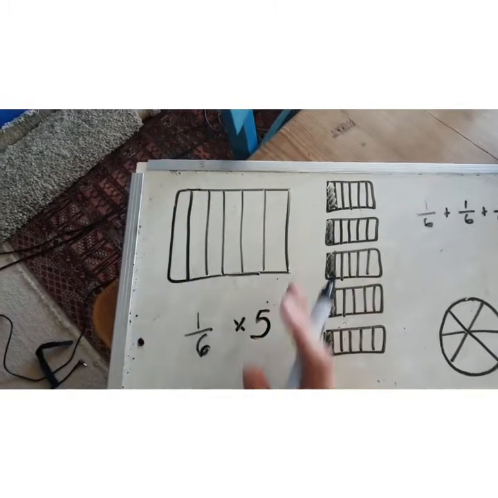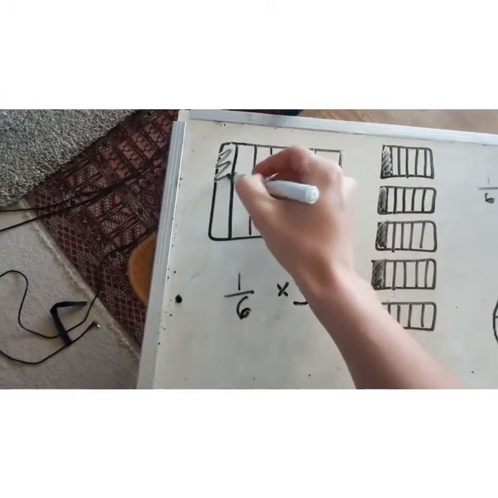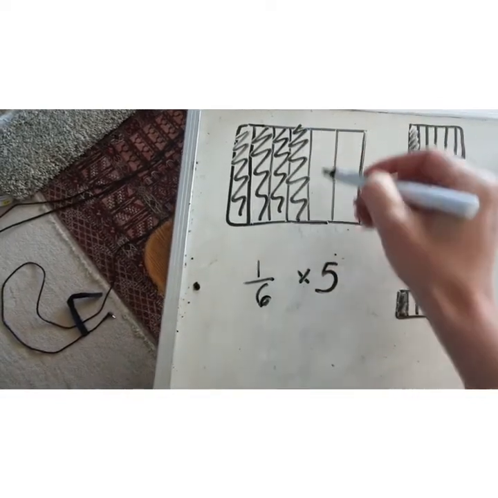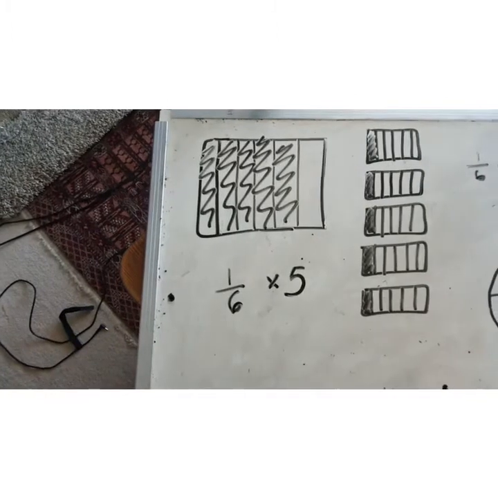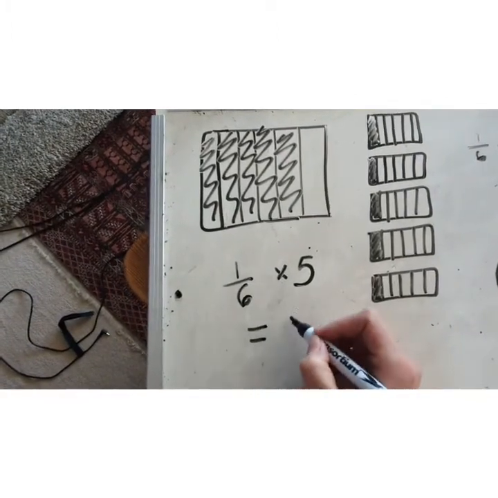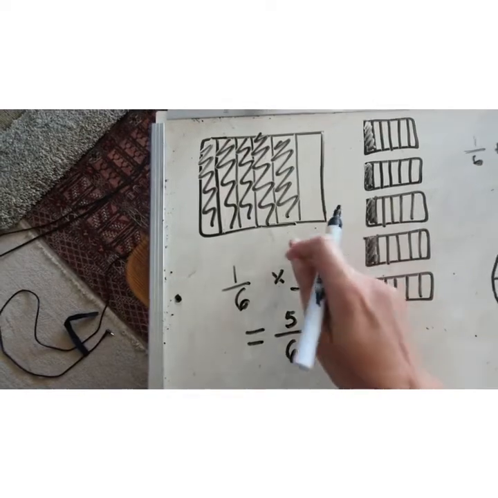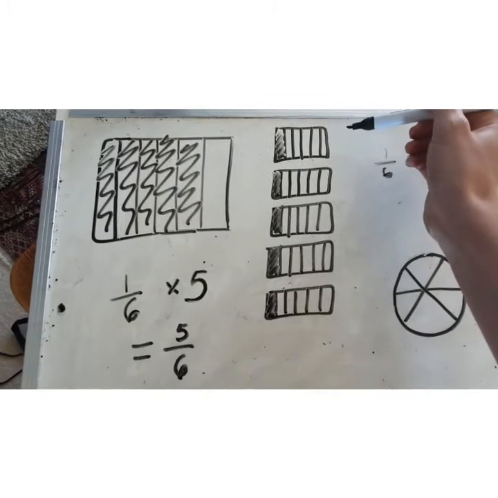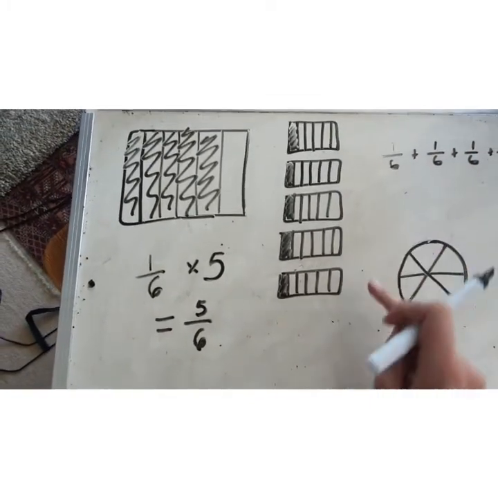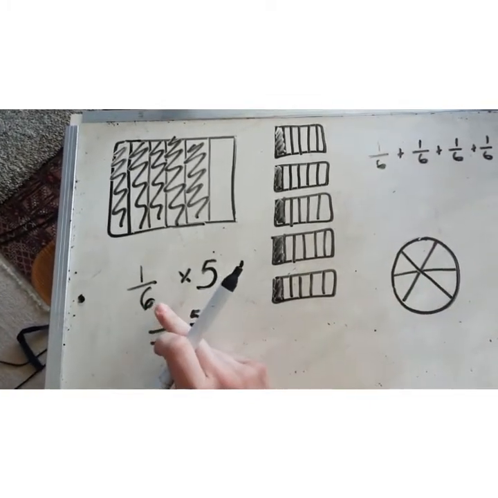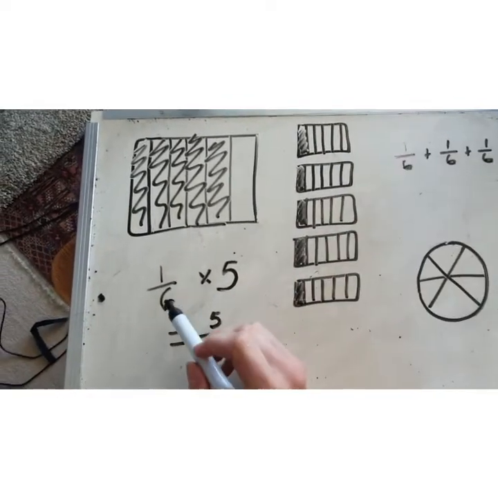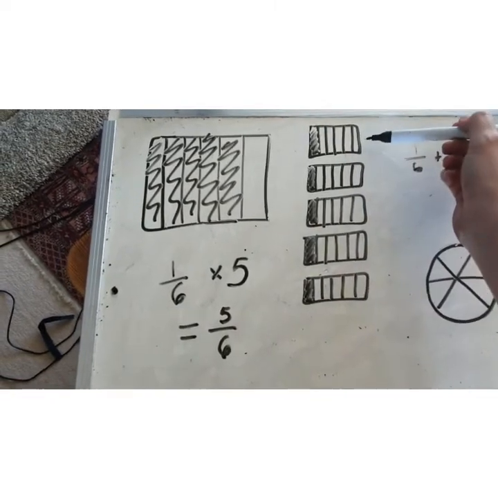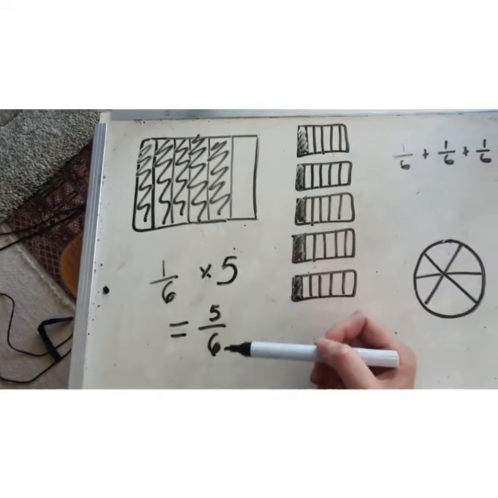You could divide that rectangle into 6 equal parts, and you could colour in 1, 2, 3, 4, 5 of those sixths. So the answer is 5/6, and you could show that by drawing something like this. Or another way is you could draw 5 rectangles all split into sixths, and you could colour in 1/6 on each rectangle. So we've got 1/6 here, and we've done that 5 times because we're multiplying by 5.